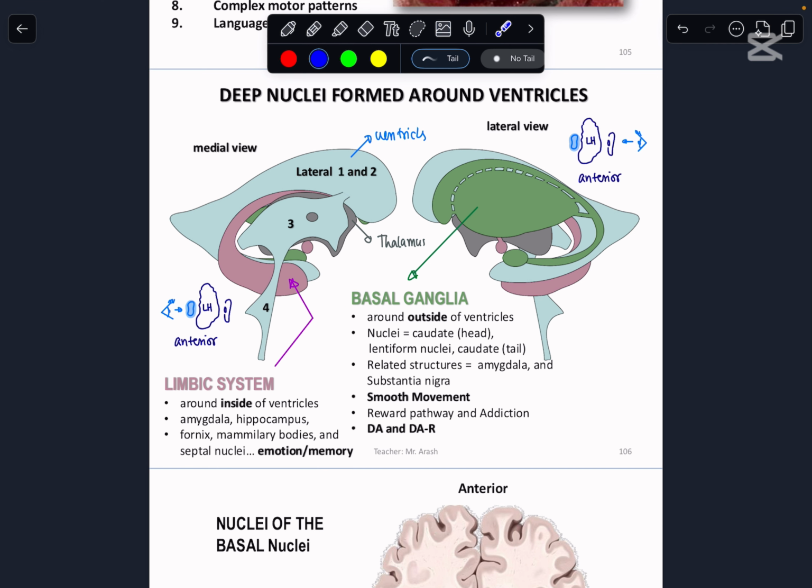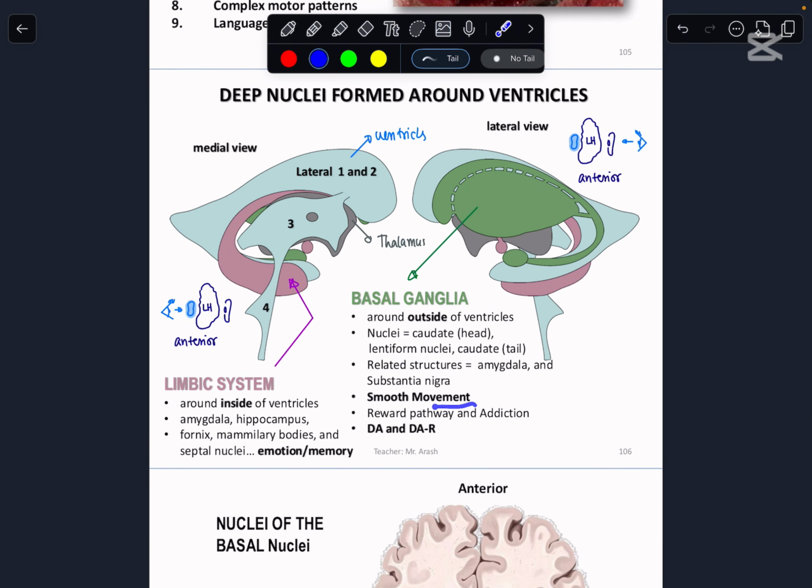So I'll let you guys read the detailed notes here, but the overall function of the basal ganglia is smooth movement. And it's the site that uses a lot of dopamine and dopaminergic receptors. That's what DAR means, DA for dopaminergic receptor, and this is dopamine. And if you remember, I said if you play piano or the guitar, you're going to be using a lot of your basal ganglia.